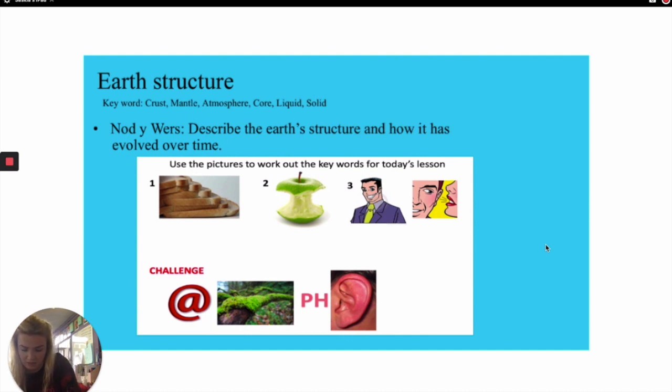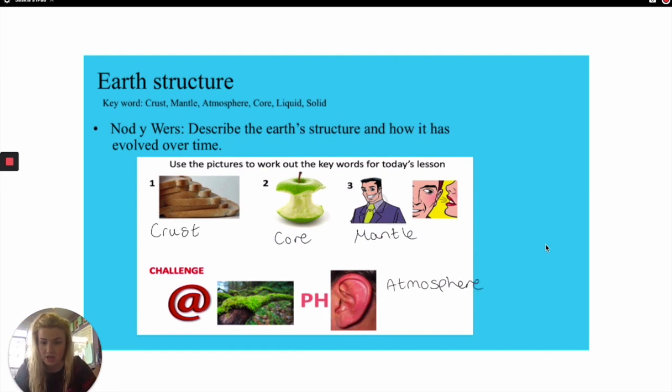Okay, so these are just keywords, some people can see these really easily. So the first one represents the crust, second one represents the core, third one, mantle, and then finally atmosphere. Okay, so that's just a little bit of a start. We're going to describe the Earth structure and look at how it's evolved over time. That's the first lesson we're going to do.